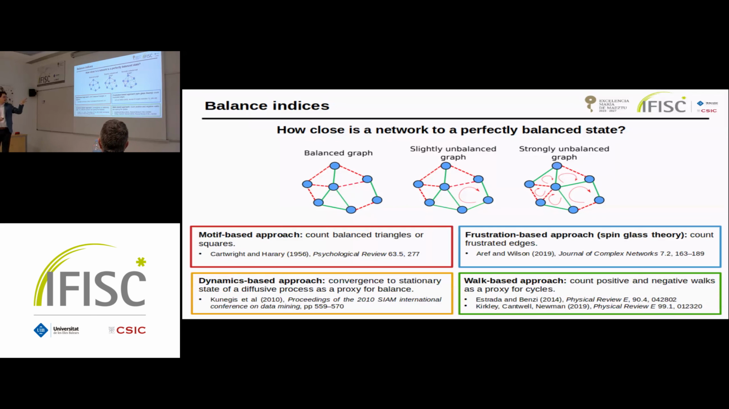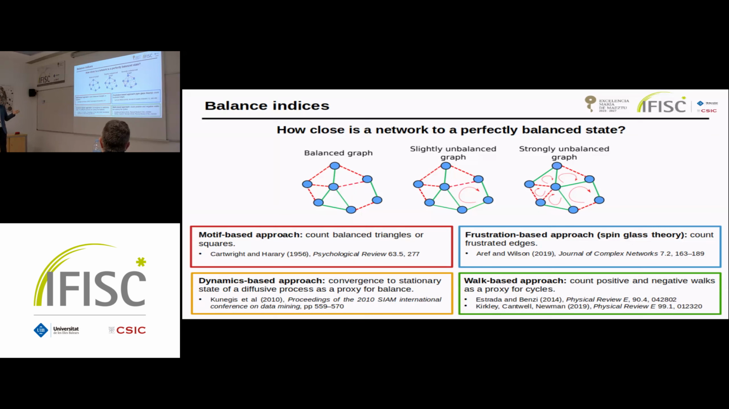There are four main ways of measuring this level of balance, or degree of balance, in the literature. The first one, proposed by Harary, is the motif-based approach, which basically counts unbalanced triangles and unbalanced squares as a proxy for the overall level of balance. Then we have the frustration-based approach, which comes from the theory of spin glasses from statistical mechanics and finds the number of frustrated edges, that is, edges whose removal would balance the network.